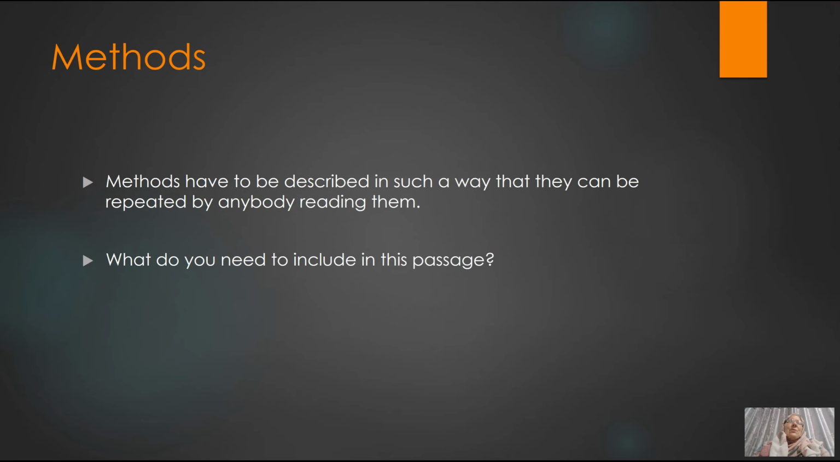So let us go and talk about the methods next. Once you have set out your aim and objective, you can go on to the methods. The methods have to be described in a way that any reader of your article can replicate the methods you applied to your study. This is very important. So you have to be very clear about what you did and how it was done, so that it can be replicated by anyone.